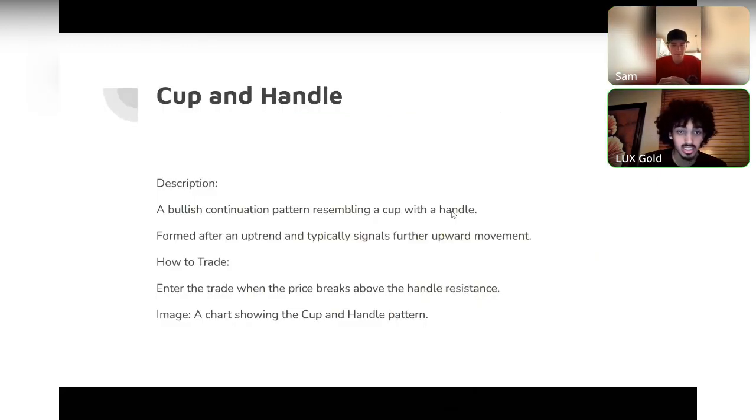All right, so the next is the cup and handle. Cup and handle is a bullish continuation pattern that looks like a cup and a handle. It's pretty simple. Usually it's formed after an uptrend, and typically it signals further movement upwards. How we would trade it is we would get in when the price breaks above the handle's resistance.